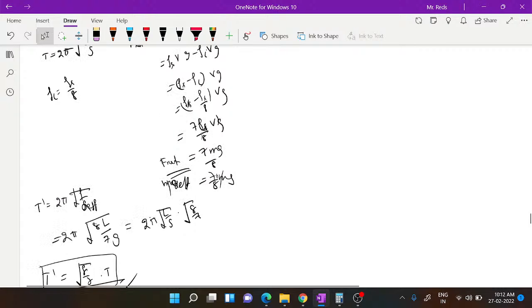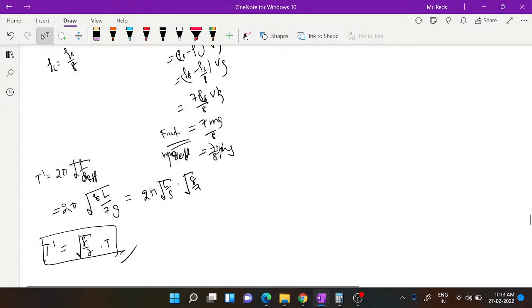If you write net force as mass into effective acceleration, then the effective acceleration is 7 by 8 g. Now if you substitute here, T dash is equal to 2 pi root of L by effective acceleration, which is 7 by 8 g. The 8 goes to the numerator and becomes 8L by 7g. You can rewrite this as 2 pi root L by g into root of 8 by 7. This 2 pi root L by g is the initial time period, that is the time period in the air medium. So you can write it in terms of that, as square root of 8 by 7 into T. That will be the correct option. You can go through this once.